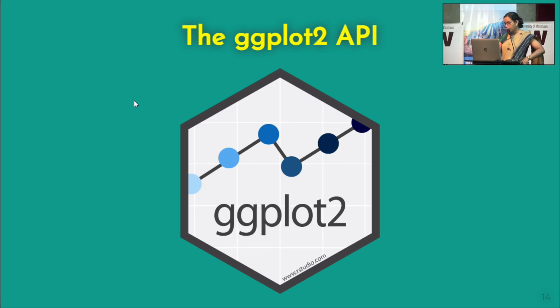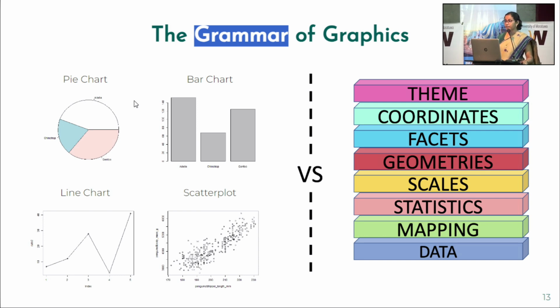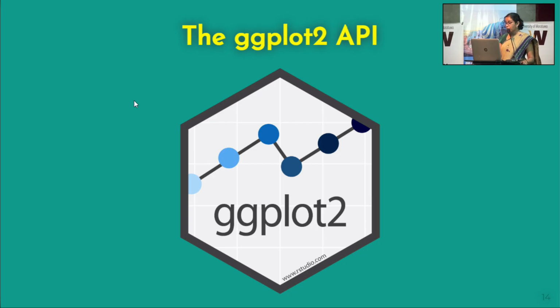Okay, so this is basically the grammar of graphics framework. Now we are moving to the tool ggplot2. GG stands for grammar of graphics. This tool allows you to create visual representations using the grammar of graphics framework. Hadley Wickham is the main author of this tool. This package is widely used in the data science community.